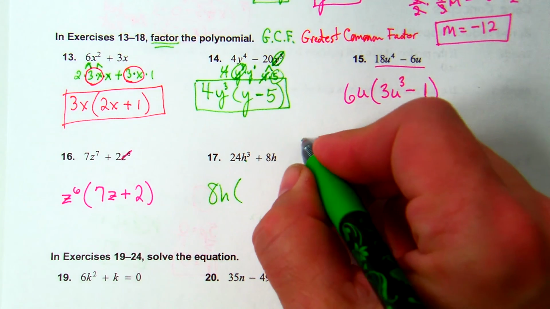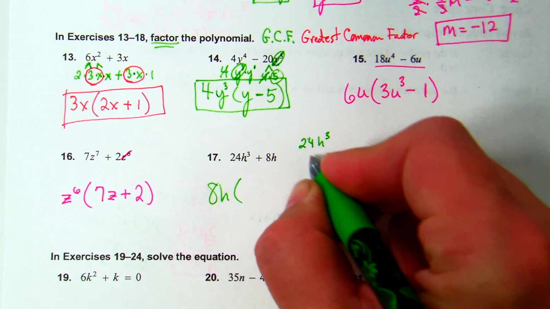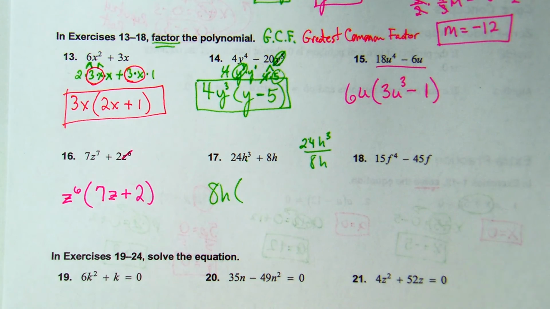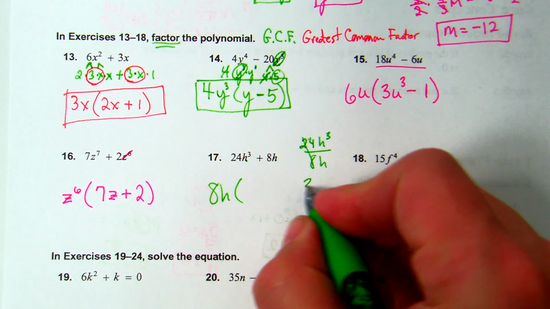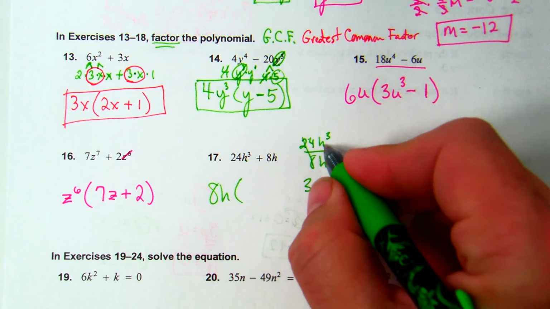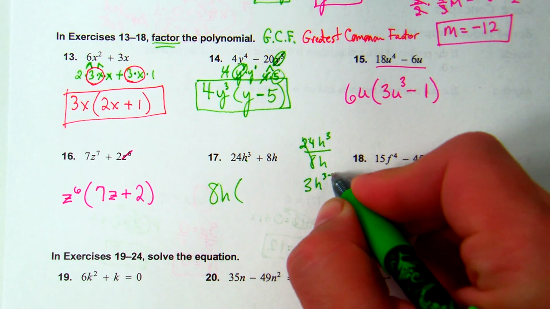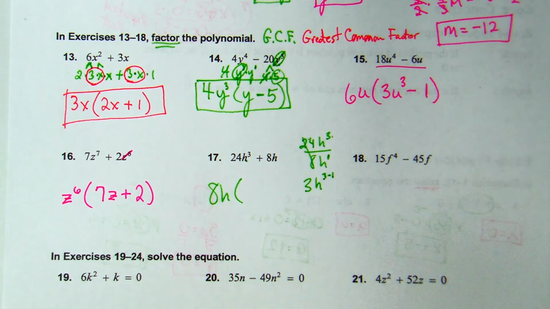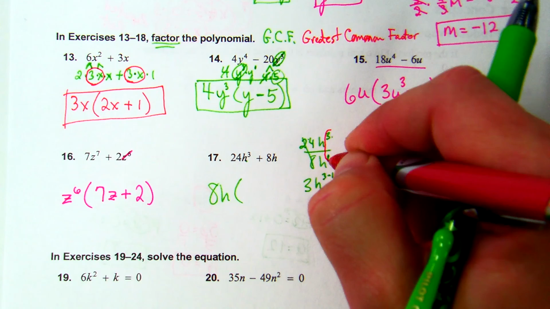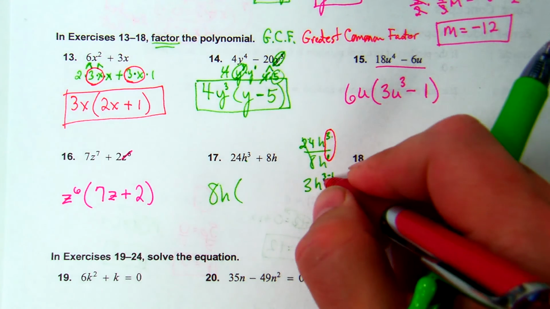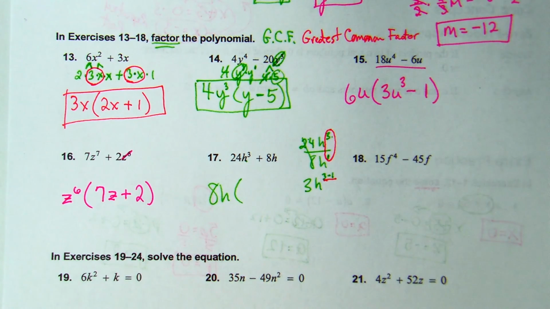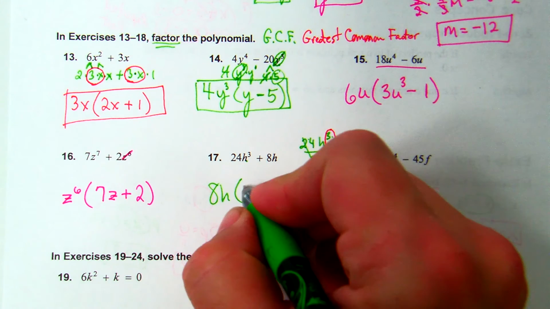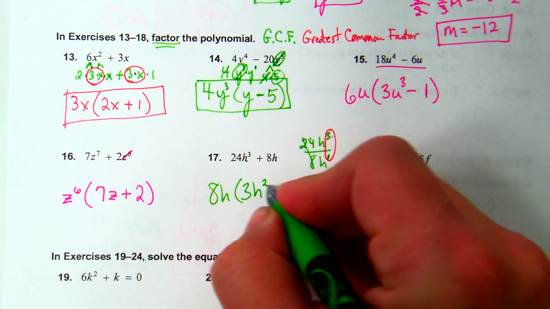This might be a good time to throw this out there. Remember, when we're dividing, we're actually subtracting exponents, right? So this becomes a 3. 24 divided by 8 is 3. And this is actually h to the 3rd power minus 1. Remember, you're subtracting the exponents of your variables when you divide. So we're taking the 3 and the 1, and we're subtracting them. Okay? So what is that going to make? h to the 3 minus 1 makes 3h squared.